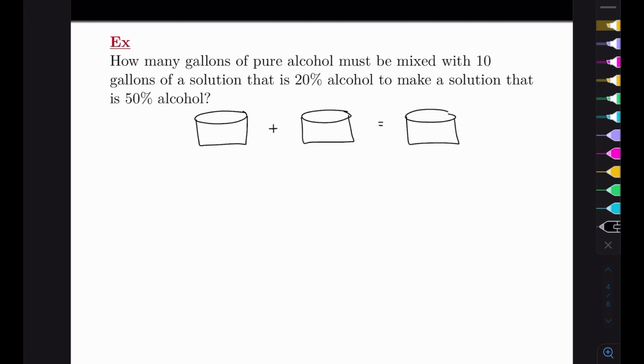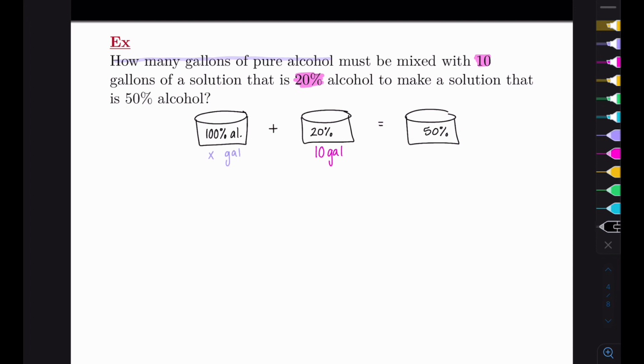So the two solutions that we're adding together are pure alcohol, so that's 100% alcohol. The other one is 20% alcohol, and we're getting a solution that is 50% alcohol. Okay. I know that I have 10 gallons of 20% alcohol. So immediately underneath we can put 10 gallons. Okay. We want to know how many gallons of pure alcohol. So I don't know what that is. This is our goal though, so I'm going to call it X.